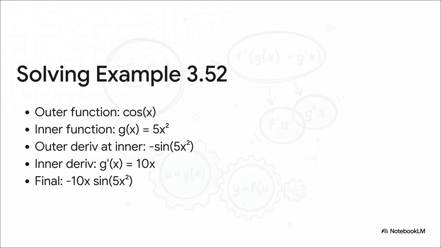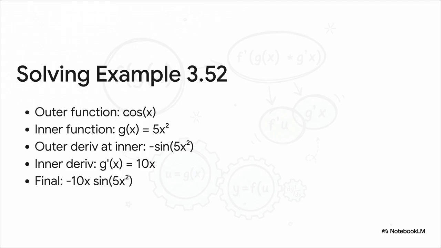Step 1. Identify the pieces. The outer function is cosine, and the inner function is 5x squared. Step 2, the derivative of the outer function, cosine, is negative sine. Evaluate that at the inner function, so we write negative sine of 5x squared. Remember, do not touch that 5x squared yet.